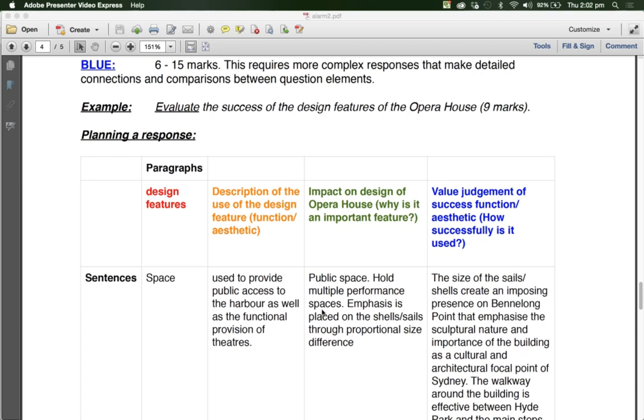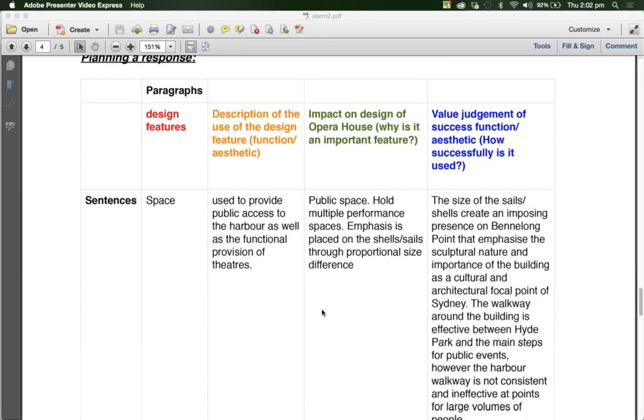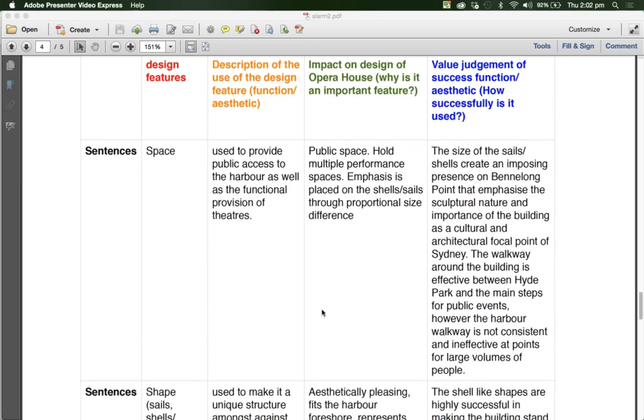However, to actually get the marks, notice how much more detail it gets to. So quite often students go, oh, okay, space used to provide, so we'll talk about the function, public access to harbour as well as the function provision of theatres. That's a pretty limited response. Public space, hold multiple performance spaces, emphasis placed on the shell cells through proportional size difference, so I'm using space as the concept. Then you get to an extended answer.